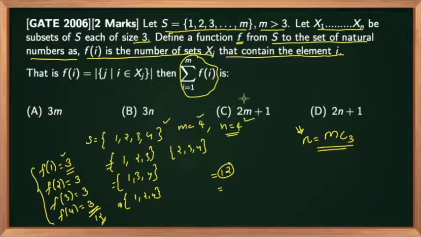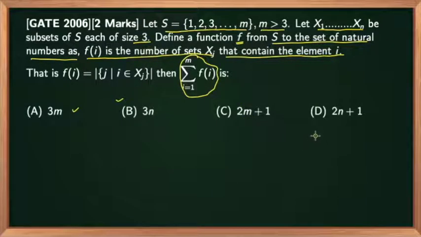So we know that these choices, 2m plus 1 and 2n plus 1, are anyway wrong. So the answer should be either A or B. Let's see. Now, at least we know what we had to compute, right? So let's see how we can do it more generally.